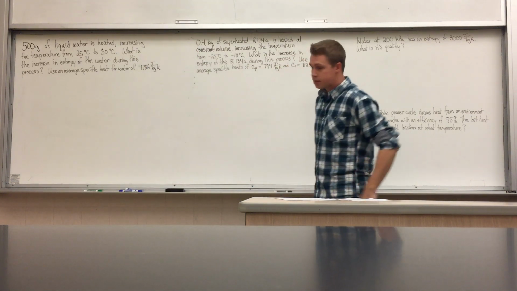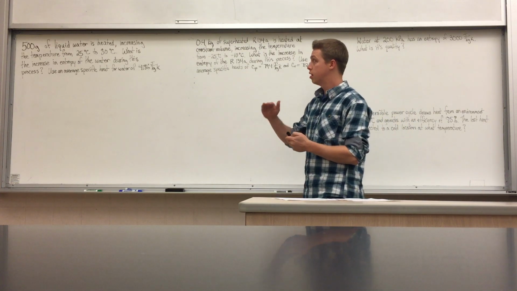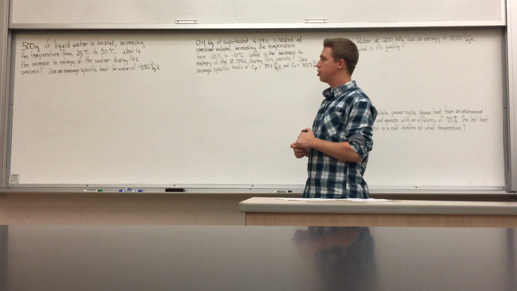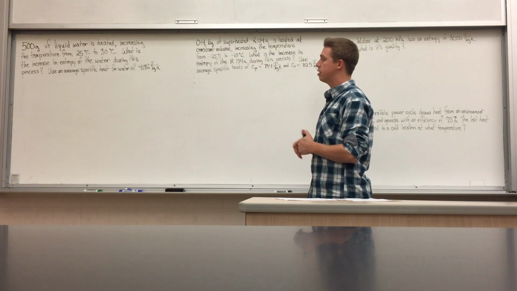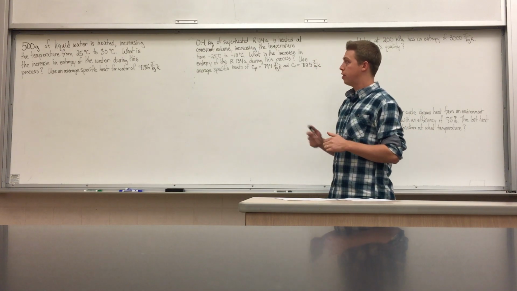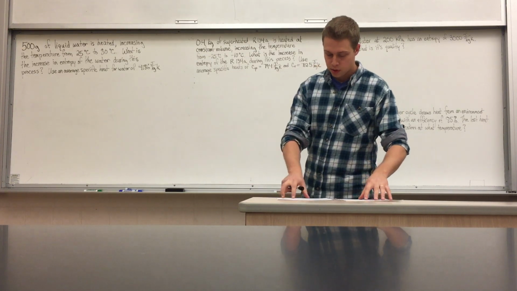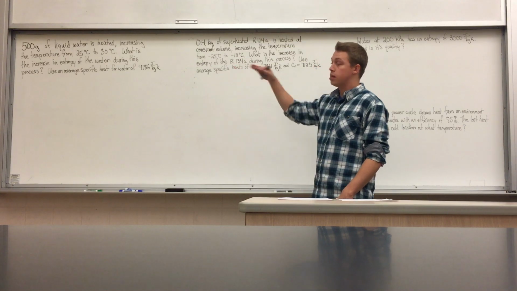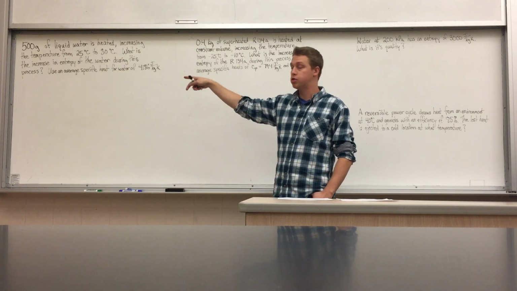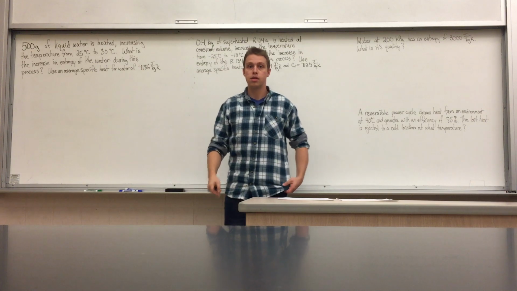All right, here we are. 500 grams of liquid water is heated, increasing the temperature from 25 degrees Celsius to 80 degrees Celsius. What is the increase in entropy of the water during this process? Use an average specific heat for water of 4,186 joules per kilogram Kelvin. So we notice that the water is liquid, which means it's incompressible. And we also notice that there's no phase change. We know that liquid water from 25 to 80 degrees is all liquid.